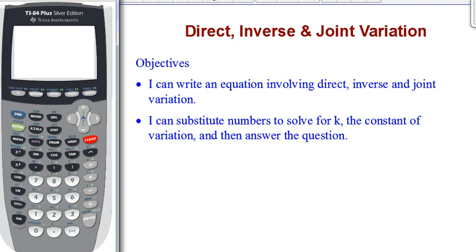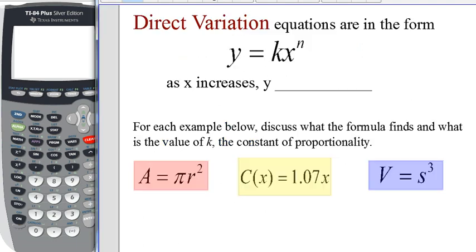In this video, we're going to learn to do direct, inverse, and joint variation problems. Let's start by defining some of these terms. So in direct variation, equations are in the form y equals kx to the n, and as x increases, y also increases.